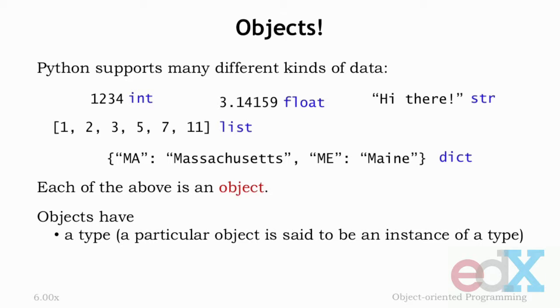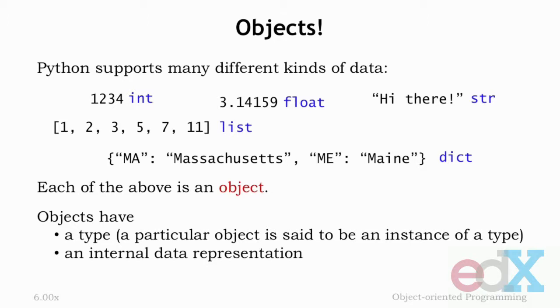The reason we introduce the notion of types is that the behavior of an object is actually associated with the type. In other words, how integers work when you add them together, use the plus operator on them, is different with integers than it is for floats or strings or lists. And so associated with each type is the information that's needed to say, how do I do a plus operation, for example?